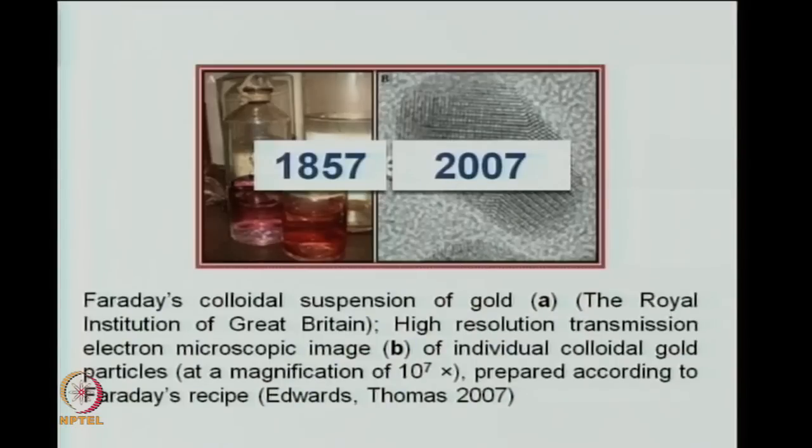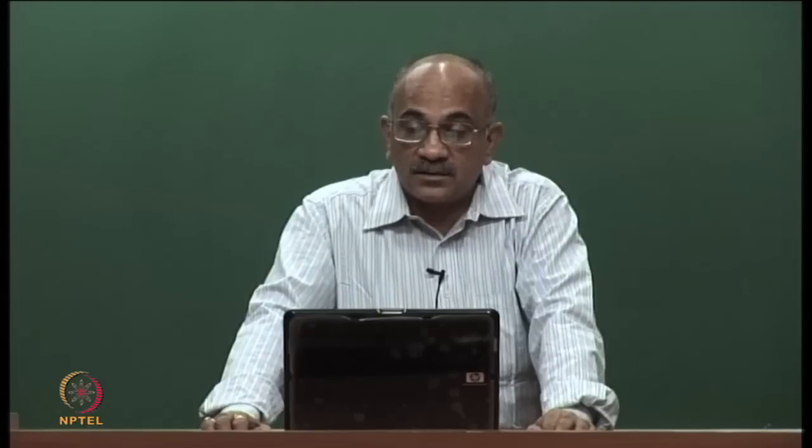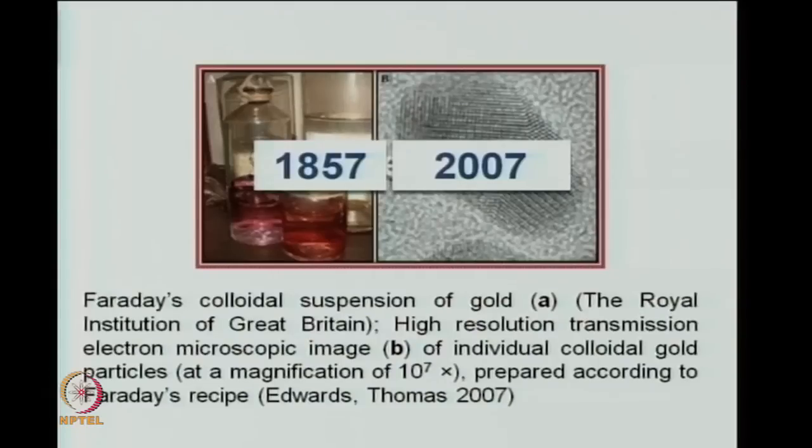And this is a transmission electron microscope picture of gold nanoparticles, from which you can see the size of the particle, and also you can prove that it is a gold particle by measuring the distances between the atoms or the lines which are formed by the atoms in real space.